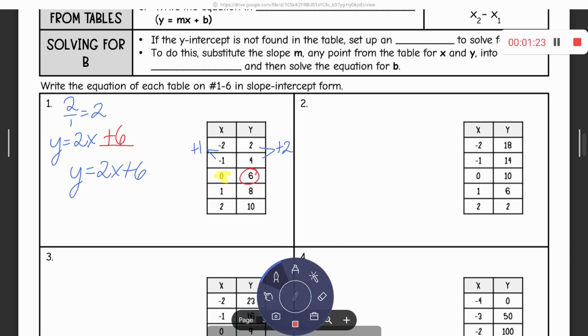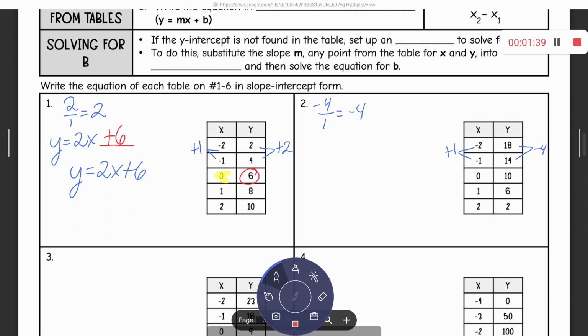Now, we're going to find number 2. We're going to do the change of y. So the change of y is minus 4. The change of x is plus 1. So this is negative 4 over 1, which is negative 4.